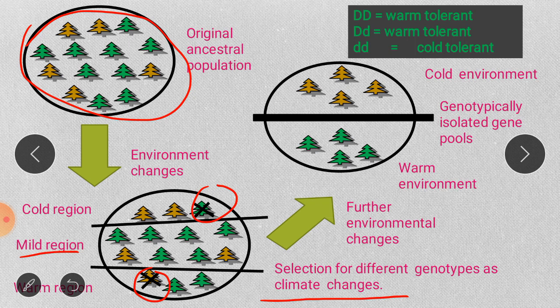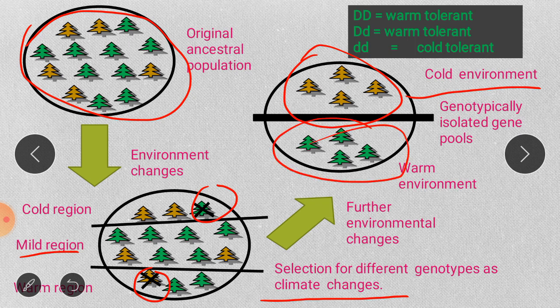In a few more years, further environmental changes take place that are going to isolate this original population into two. Towards the cold climatic condition, you will have only a population of orange colored plants which are cold tolerant, while towards the warm climatic condition you have a population of only green colored plants which are warm tolerant. So this population is going to be genotypically isolated. Okay, so you get two gene pools which survive under different climatic conditions. So the allele frequencies are going to shift.